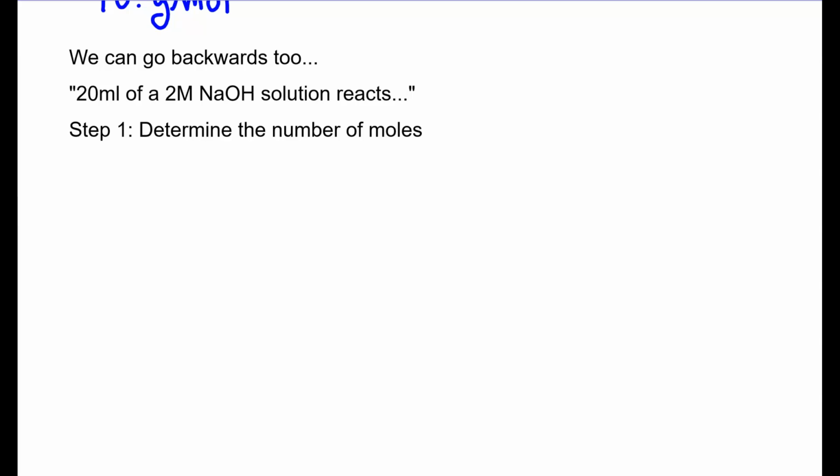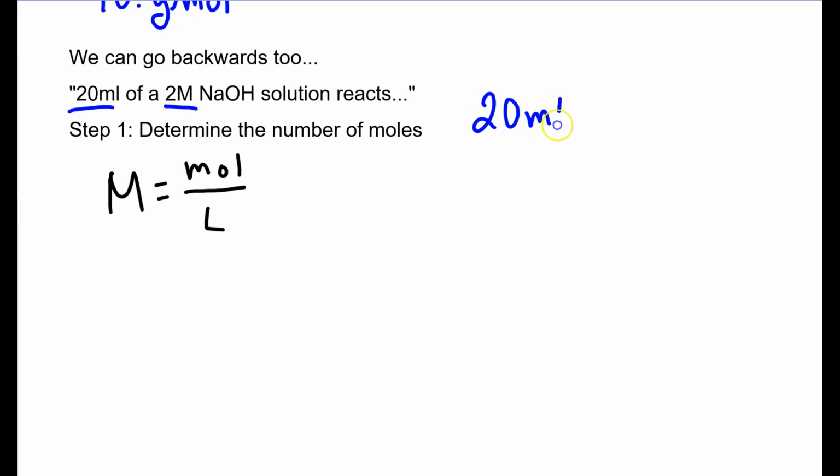Step 1 will always be to determine the number of moles. So in this case, I'm going to use my molarity equation again. And we know that molarity is equal to the number of moles divided by the number of liters. I'm going to plug my values into this equation. I have 20 milliliters and a 2 molar solution. Before I can plug in my volume, though, I'm going to need to convert those 20 milliliters into a number of liters.